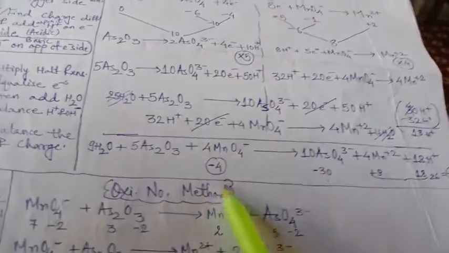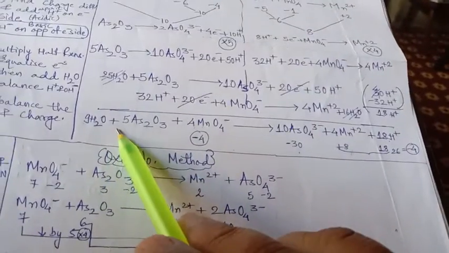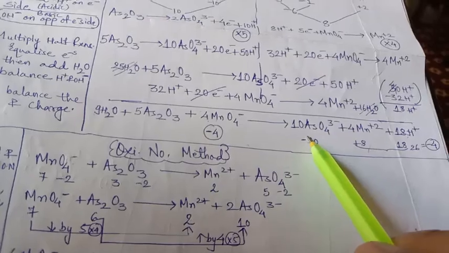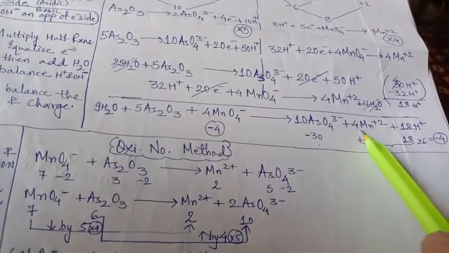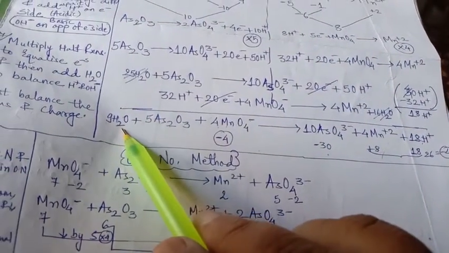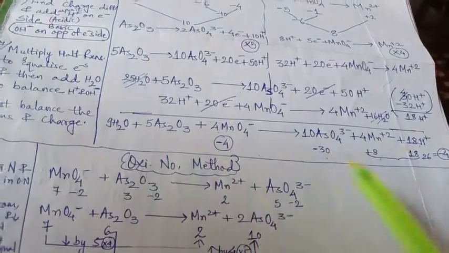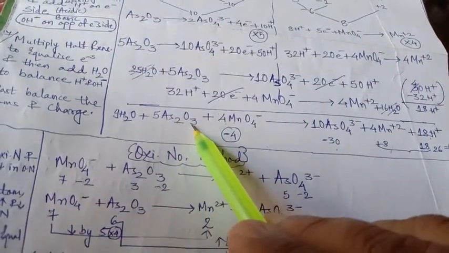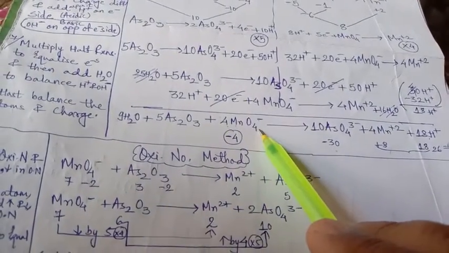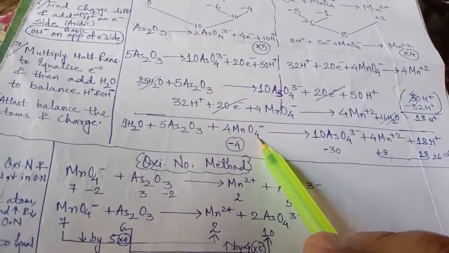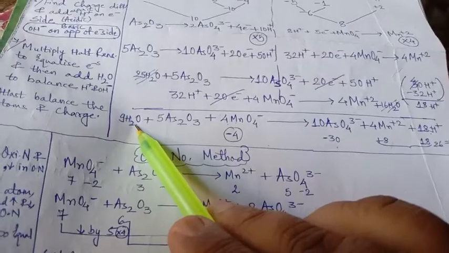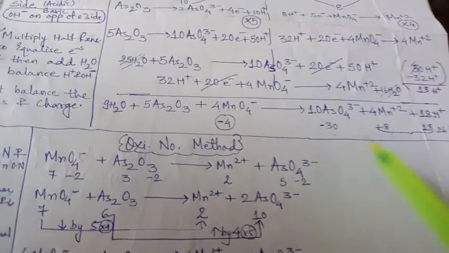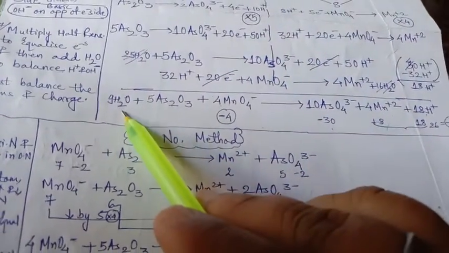So now we will have to check whether all are balanced or not. Here 5 2s are 10As, 10As, 4Mn, 4Mn. Now here 9 2s are 18H, here 18H. Here 9 oxygen plus 5 3s are 15, 4 4s are 16, so 15 plus 16 is 31, plus 9, 40. And here 10 4s are 40. All are balanced.